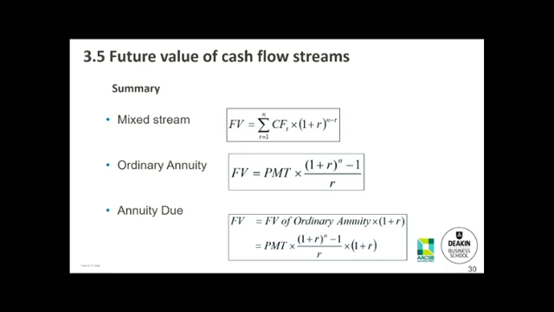Before we had the break, we talked about the future value of a cash flow stream. We talked about the future value of a mixed stream of cash flow. We talked about the future value of an annuity, both ordinary annuity and annuity due, and all of the equations are summarized in slide 30. So if you want to do your Aplia homework, you can refer to these slides for the equations.